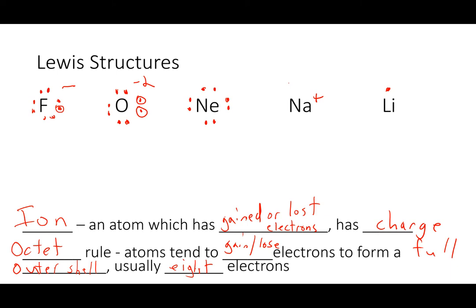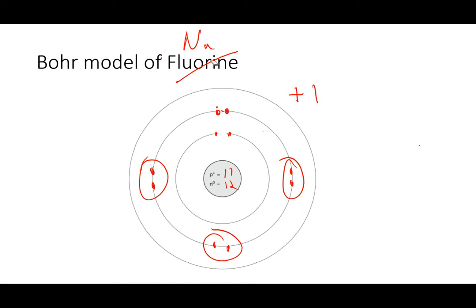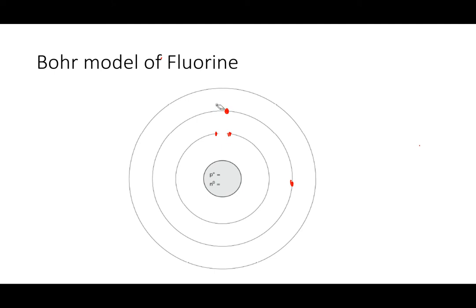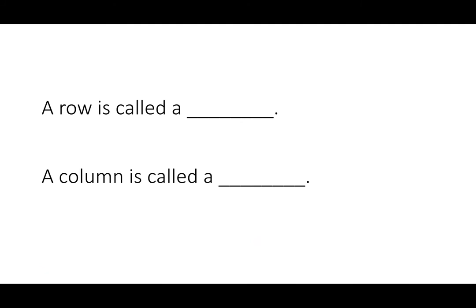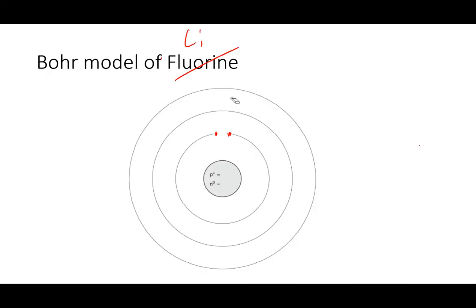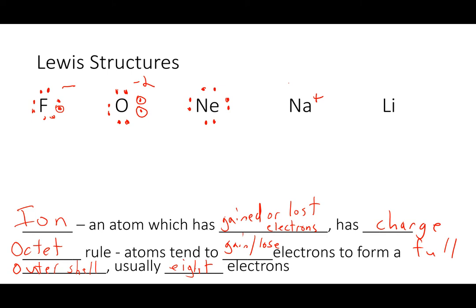What do you think will happen to lithium? Lithium has only 3 electrons. 2 on the first level and 1 on the second level. It does the same thing. It loses this 1 electron, forms a plus charge. This is now lithium plus, and it has a full outer shell. Even though it's not 8, it does have a full shell on the outside, so it is stable. Lithium likes to lose an electron and form lithium plus.